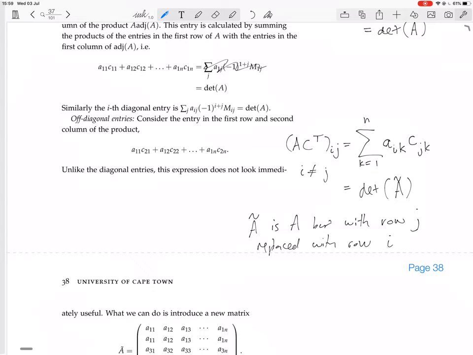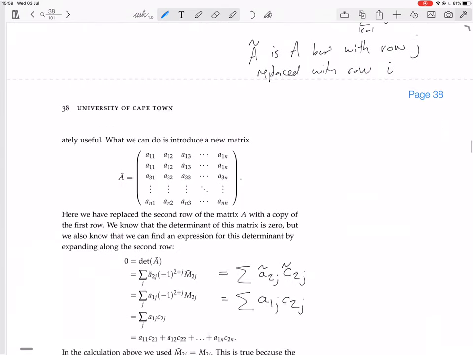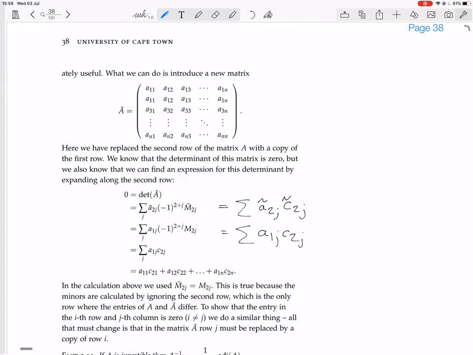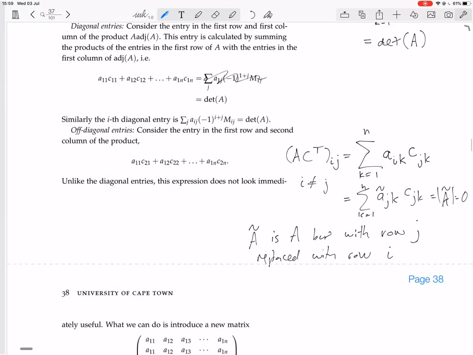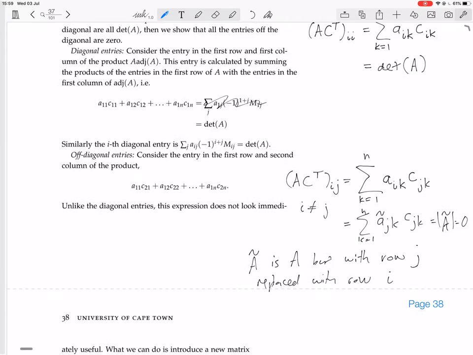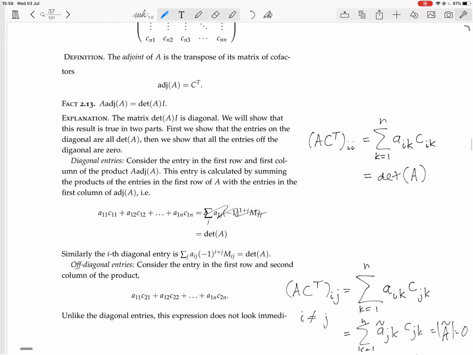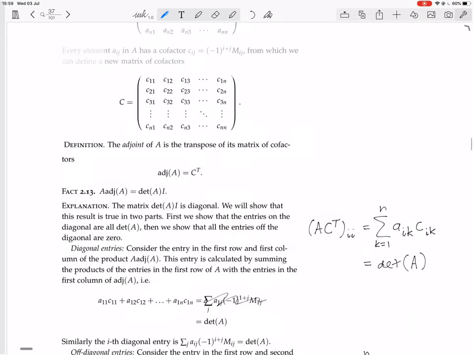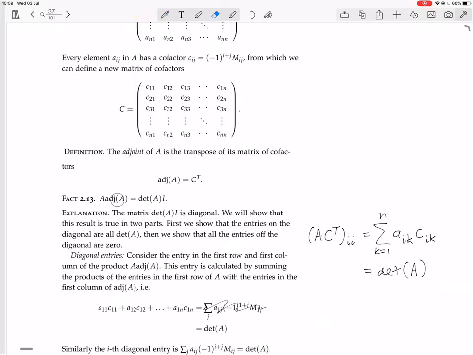Okay. So this thing becomes Ajk, Cjk, or A with a little thing on top of it, and then we have the determinant of that thing. But the determinant of that thing, with two rows the same, is zero. So that generalizes the proof for row i, for entries ii and entries ij. We've shown that if i is not equal to j, the entry ij is zero, and if i is equal to j, we have ii, then the entries are the determinant of A. So we've proven that A times the adjoint of A is equal to the diagonal matrix with zeros everywhere, but the determinant of A on the diagonal.